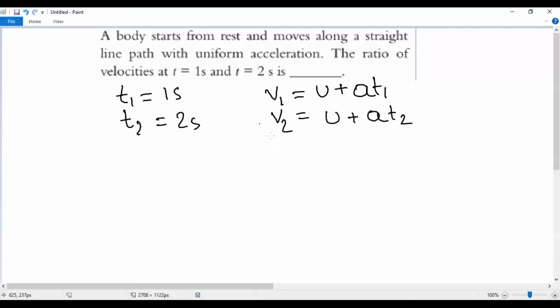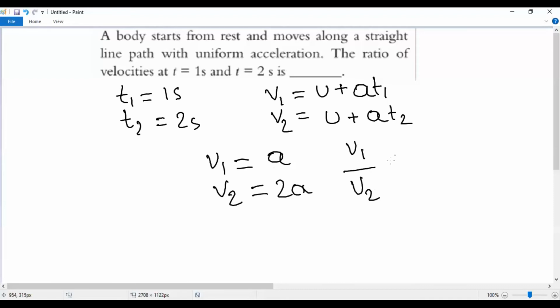Now as u is equal to 0, v1 is equal to a and t1 is equal to 1, so a into 1 will be a, and v2 will be 2a as t2 is equal to 2 and u is equal to 0. So v1 by v2 will be a by 2a, that is 1 by 2, is equal to 1 is to 2. So this will be the answer.